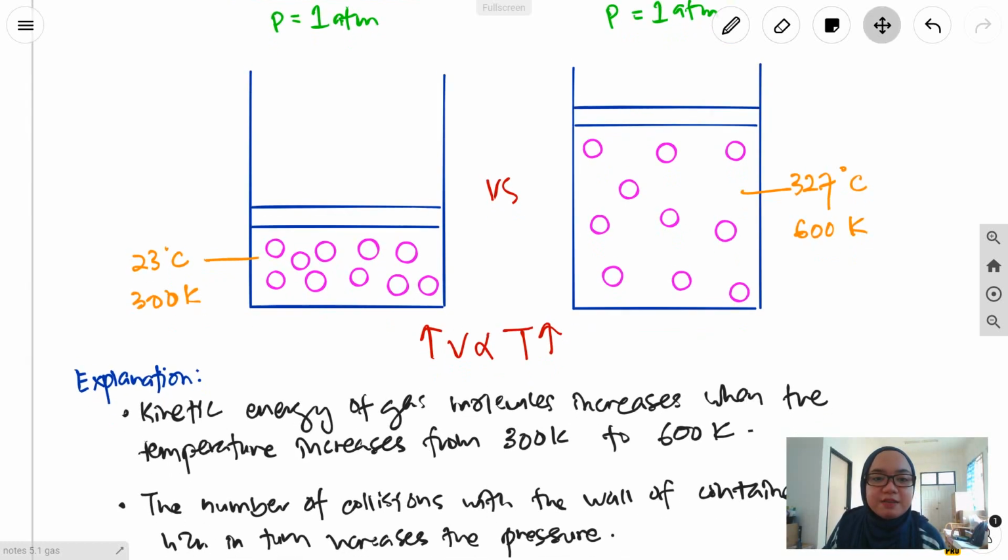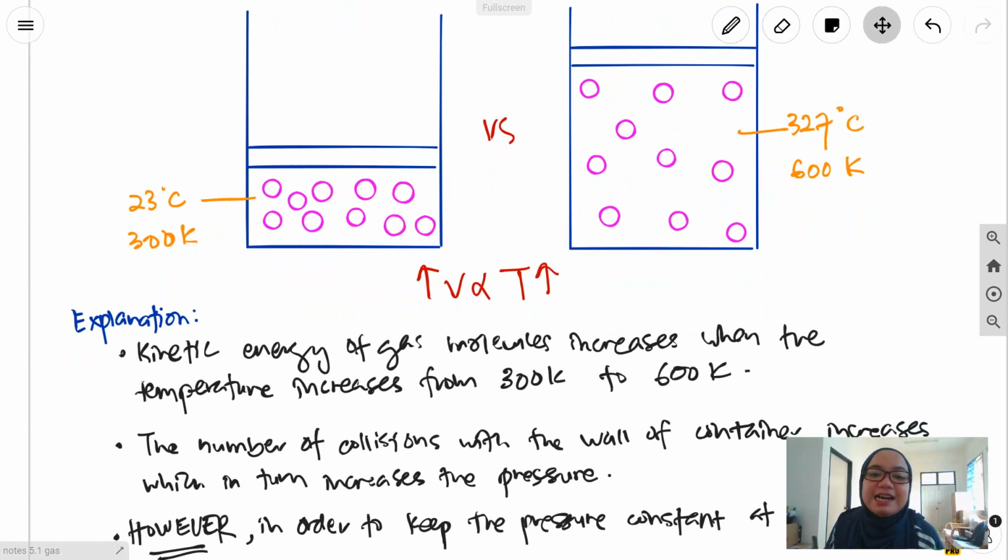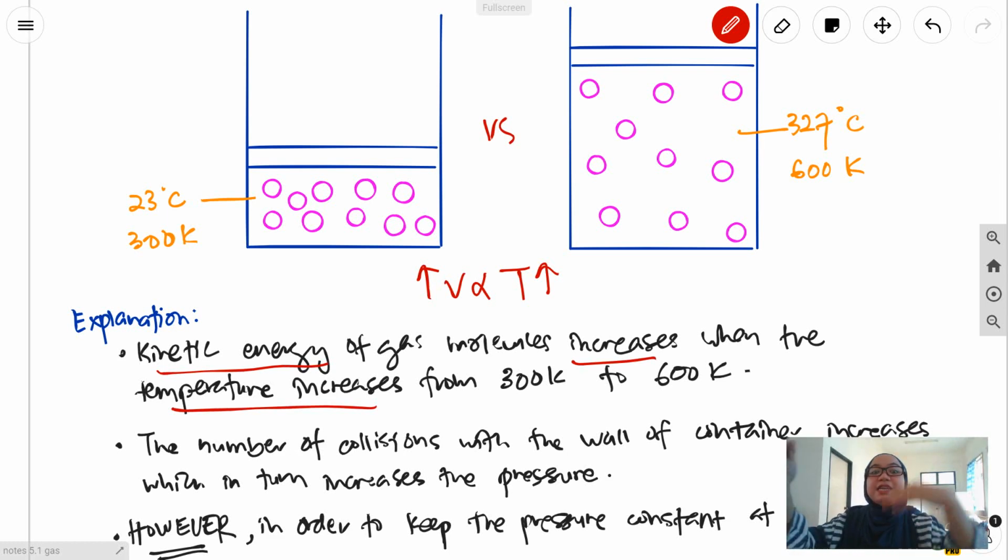So let's look at the explanation. It says that here, the kinetic energy of a gas molecule increases when the temperature increases. So kinetic energy increases. When the temperature increases, the gas molecules tend to move faster. That's what we call kinetic energy, the tendency for the gas particles to move even faster.